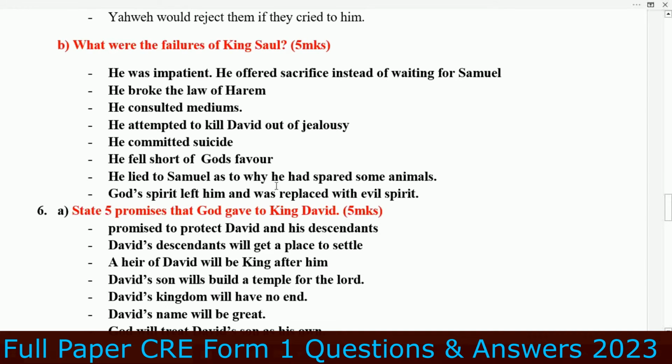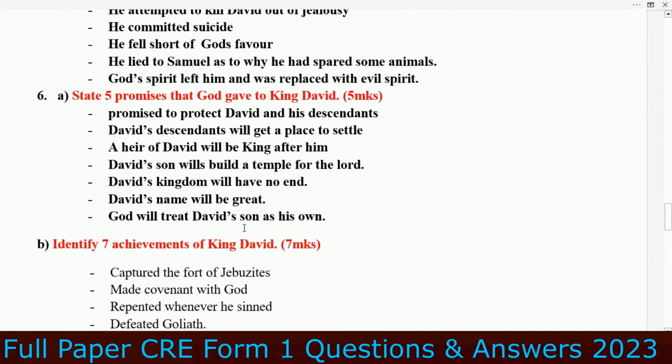Next, God's spirit left him and was replaced with evil spirits. We go to number 6. State 5 promises that God gave to King David. God promised to protect David and his descendants. Next, David's descendants will get a place to settle. Next, an heir of David will be king after him. Next, David's son will build a temple for the Lord.